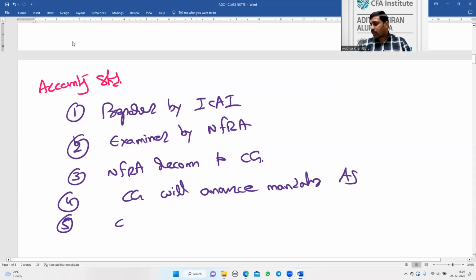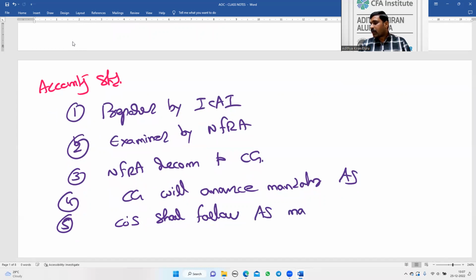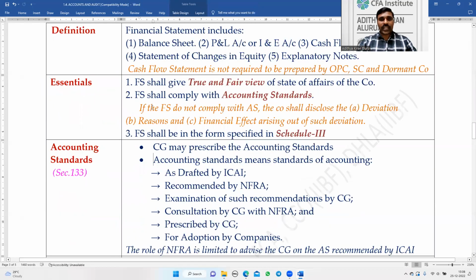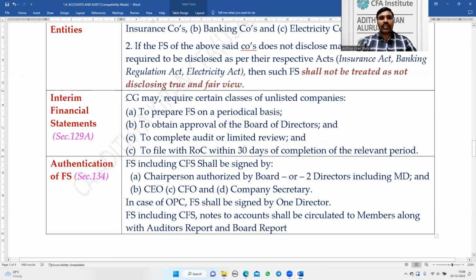Thereafter, companies shall follow accounting standards mandated by central government. So this is the sequence relating to accounting standards. First, accounting standards are prepared by the ICAI. Thereafter, they will be verified by the NFRA, and NFRA will make recommendations to central government. After analyzing the recommendations of NFRA, central government will announce that yes, these are the mandatory accounting standards you have to follow. Thereafter, companies will follow them. Okay, so this is all about the accounting standards. Next, coming to the interim financial statements.